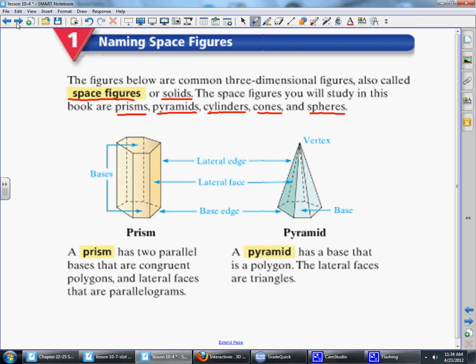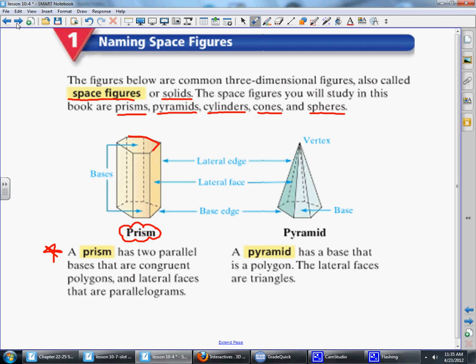So the first one that we're going to talk about is a prism. And like we saw in the video, prisms have 2 parallel bases. You want to write this definition down in your notes. It has 2 parallel bases that are congruent, which means that they're the same size, polygons, and lateral faces that are parallelograms.